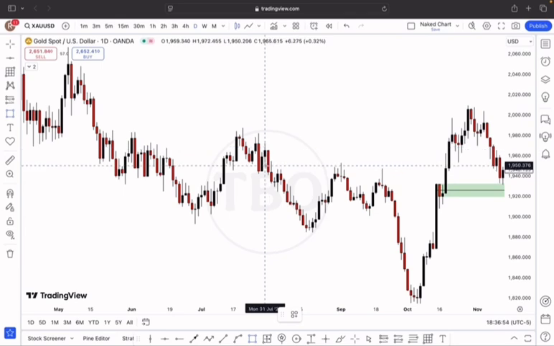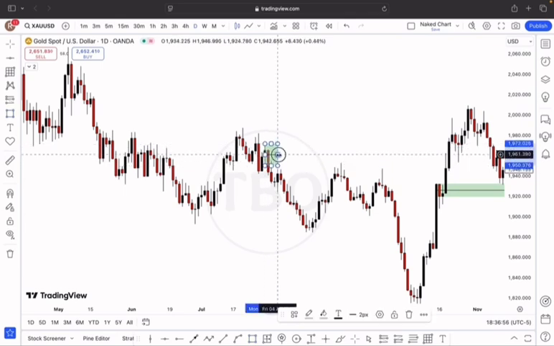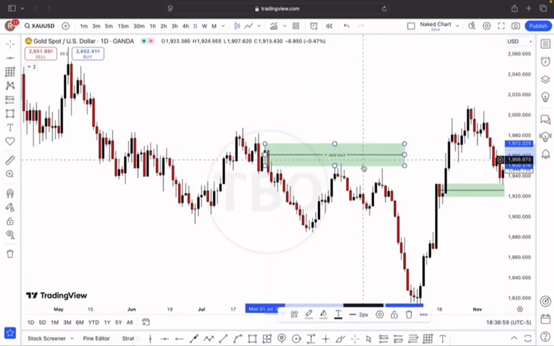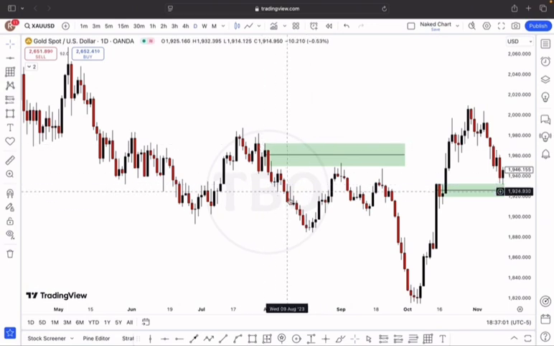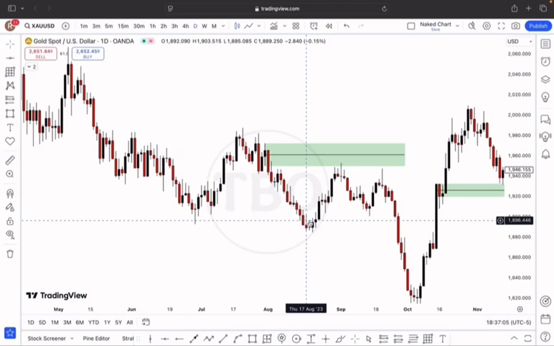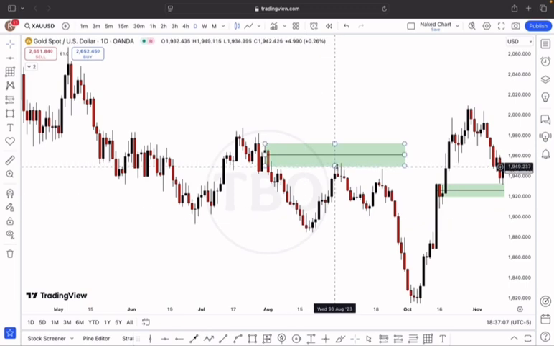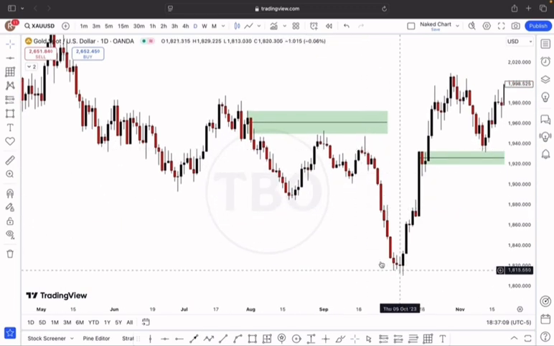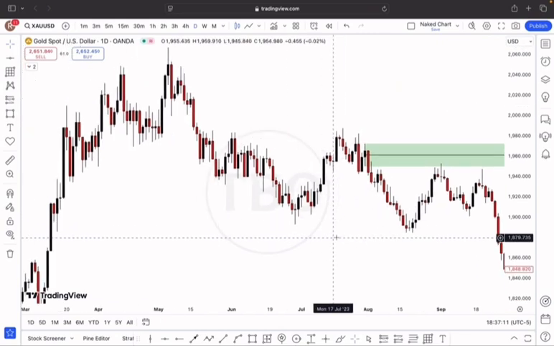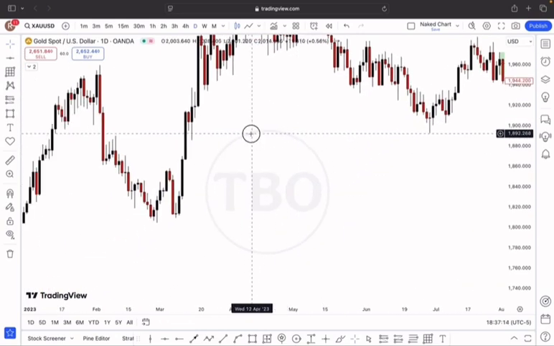Right here we have a pivot supply, and we're just going to drag that into the future to the right. And as you can see, price traded off aggressively, right? And then it came back and it tapped into the pivot supply and it fell. Now look at that. Crazy drop, right? Now let's see if we can find some more examples.